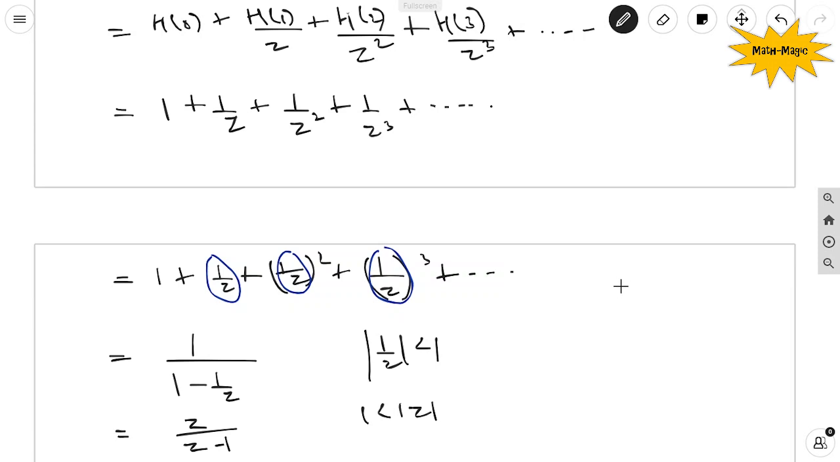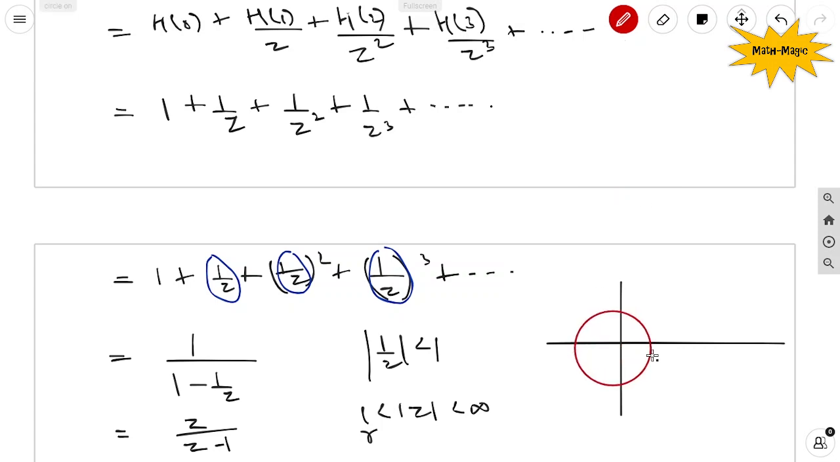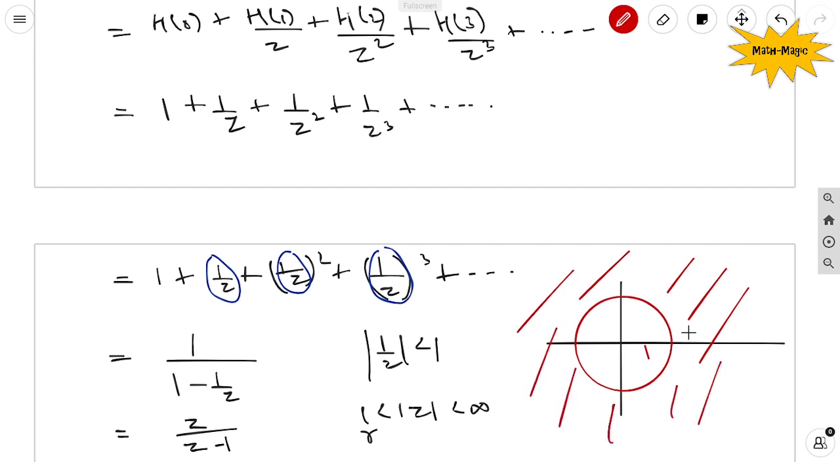So now it says that the region of convergence has just a lower boundary, bounded by 1. This is our small r, and there is no upper boundary, that means capital R is infinity, which is nothing but less than infinity. So now we have a circle of radius 1, and |z| is greater than 1, so the region is outside this circle. Okay, this is the complex plane.